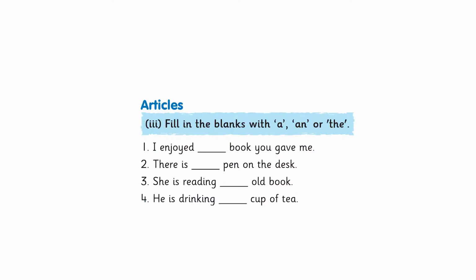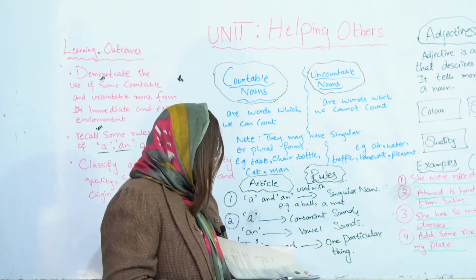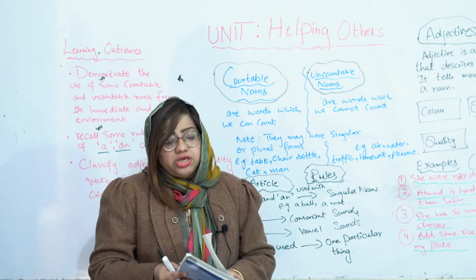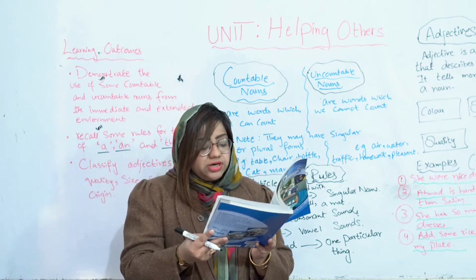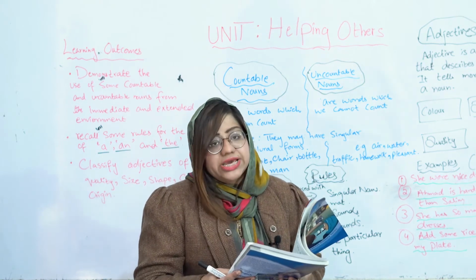Let's start with number 1 blank. I enjoyed dash book you gave me. The book, because we are talking about one particular thing, that is the. The next blank is: there is dash pen on the desk.